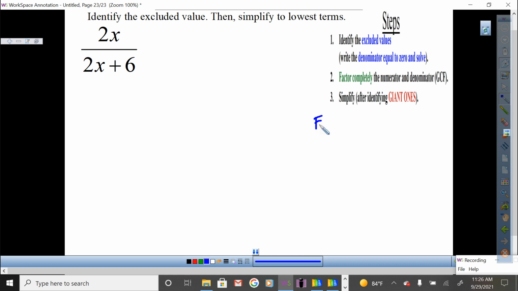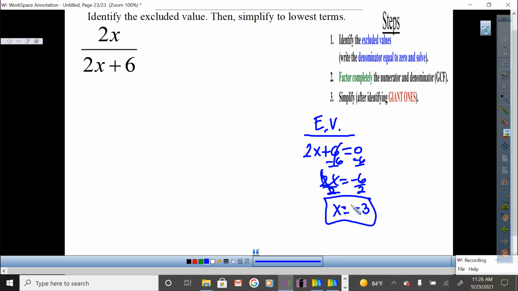So I'm going to write over here EV. What does EV stand for? Excluded value. Okay. What does the instruction say, the ones I gave you? It says write the denominator equal to 0 and solve. So what's my denominator? 2x plus 6 equal to 0. Can I solve that? Yes. What do I do? Minus 6, minus 6, 2x equals negative 6, divide by 2, x equals negative 3.